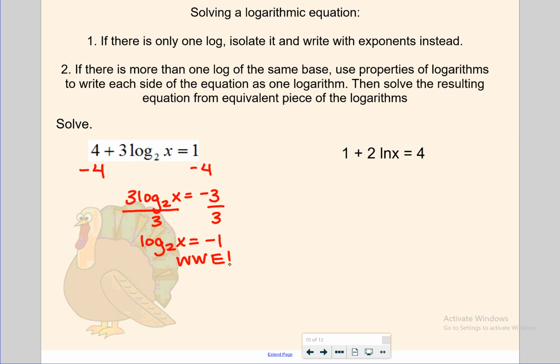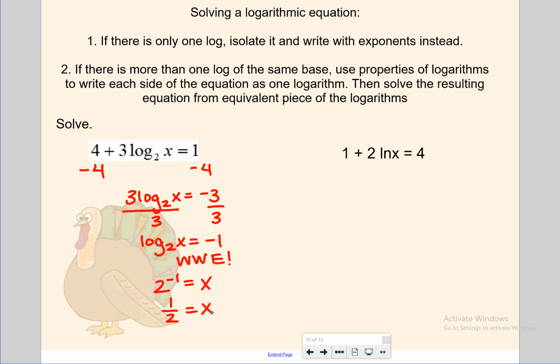So how do I write this with exponents? Because that's going to get rid of my log. What would it look like? What's my base? Base to what power equals x. And writing with exponents got that x alone. You just have to know what 2 to the negative first is. Remember, negative exponents move things to the denominator, so it's 1/2 equals x. And that's our final answer.